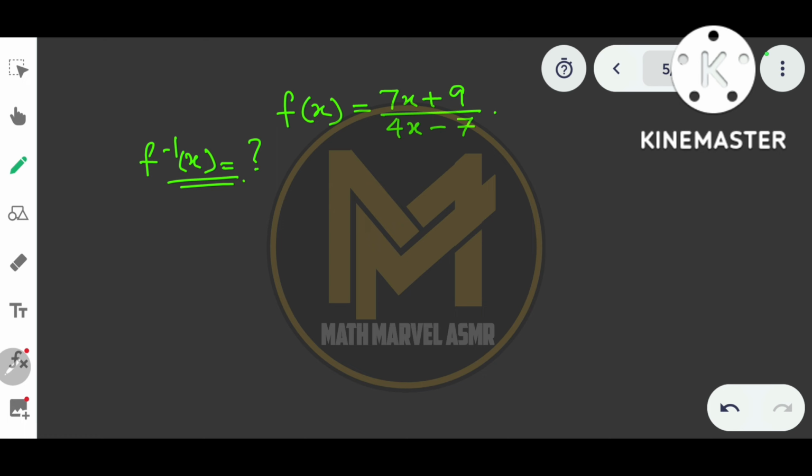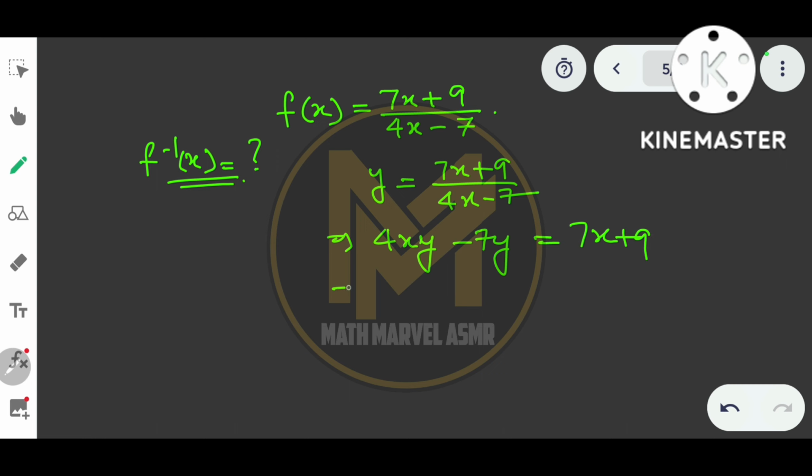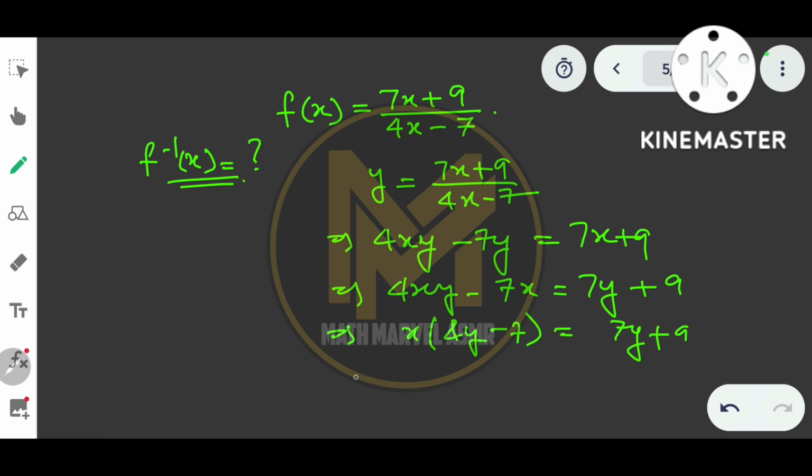Now we all know the normal colloquial method: we assume y equals 7x plus 9 divided by 4x minus 7, and then cross multiply, so 4xy minus 7y equals 7x plus 9. Now we bring all the terms related to x to the left side and put all the other terms on the right. Take x common, that is x times 4y minus 7 equals 7y plus 9. Now x equals 7y plus 9 divided by 4y minus 7. This is the value of x.